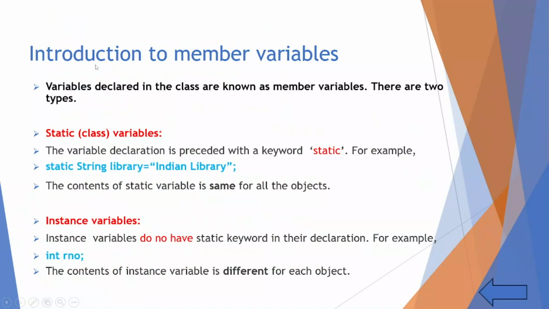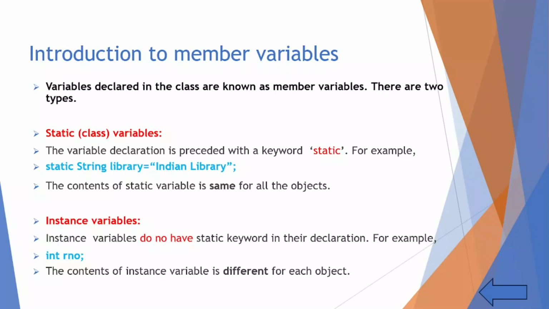Member variables. The variables declared in the class are known as member variables, not in methods, in class. Two types, static and instance. Static variables are declared with the help of the static keyword. For example, static String library = "Indian library". Static before the String library declaration. Now the contents of a static variable are the same for all the objects.